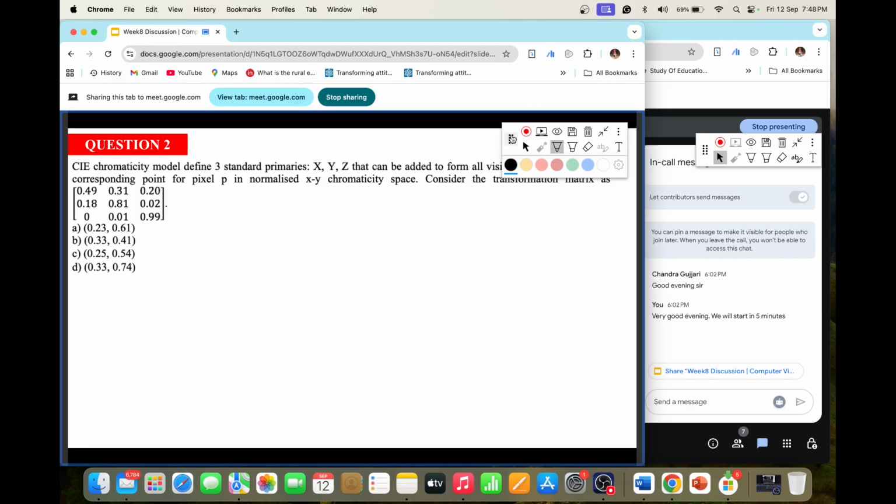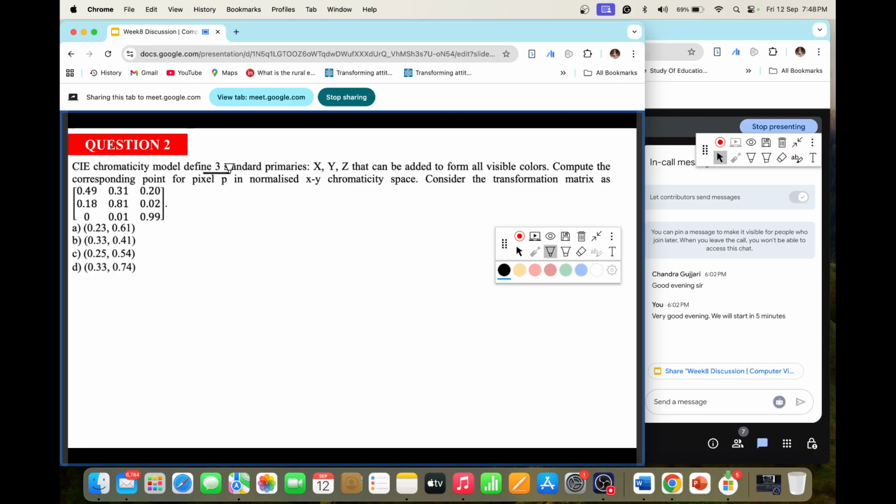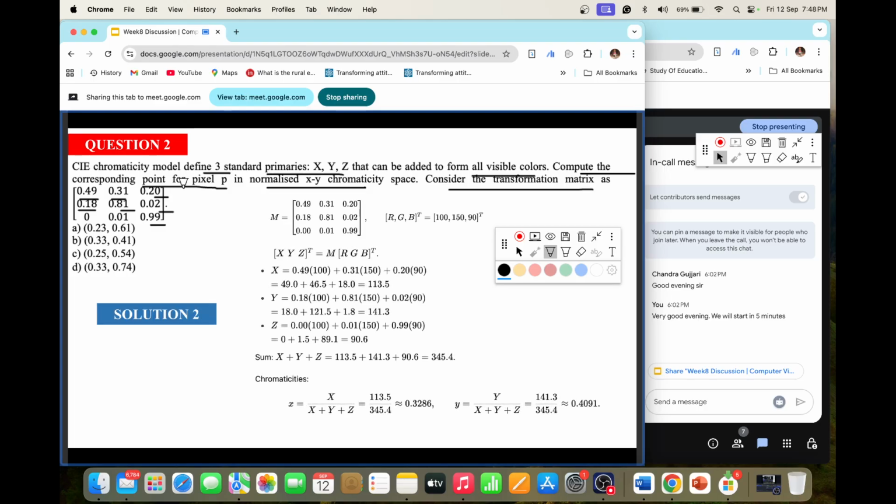Second question: the CIE chromaticity model defines three standard primaries X, Y and Z that can be added to form all visible colors. Compute the corresponding point of pixel P in normalized xy chromaticity space. Consider the transformation matrix as this: 0.49, 0.31, 0.20, 0.18, 0.81, 0.02, 0, 0.1 and 0.99. This we have to multiply with RGB, and we can get the XYZ values.